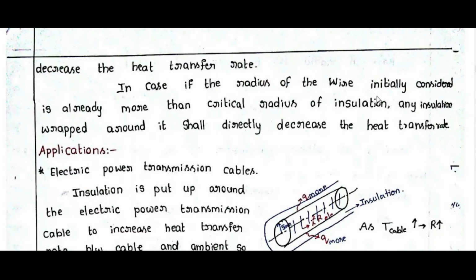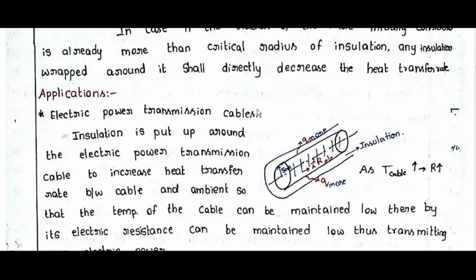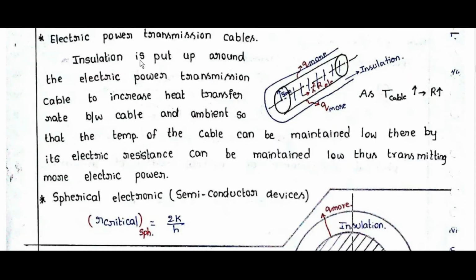In case the radius of the wire initially considered is already more than the critical radius of insulation, any insulation wrapped around it shall directly decrease the heat transfer rate. Application: electric power transmission cables.